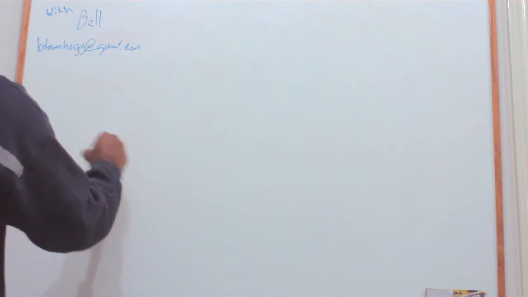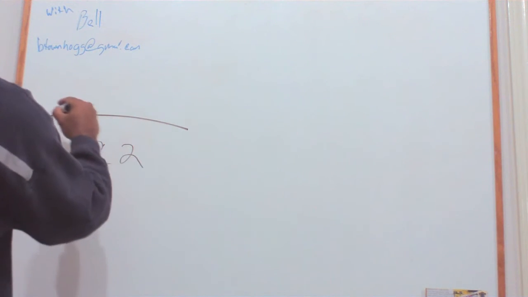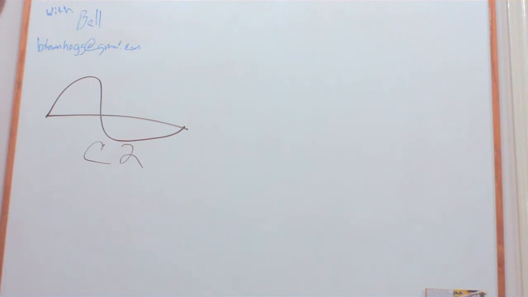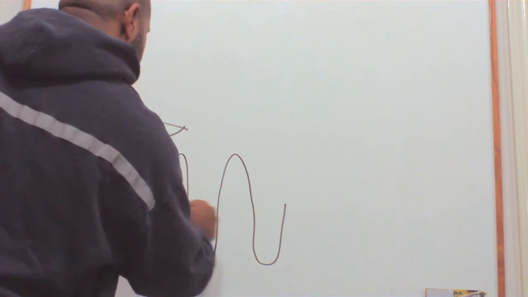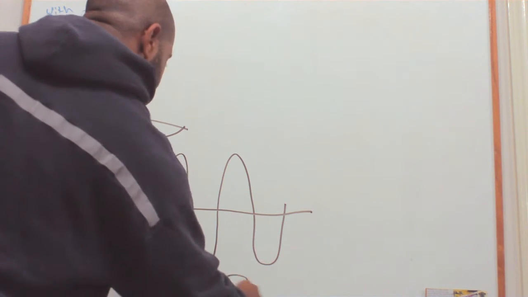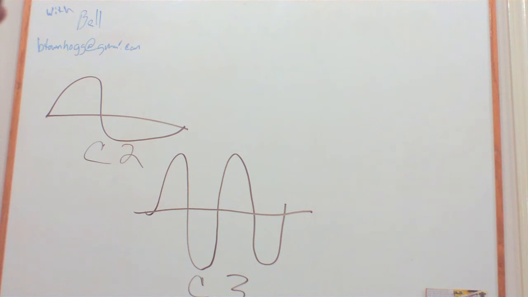pretty much a shorter waveform with more wavelength as far as wave in time, of course. So just to give you an example, let's go into it. Alright, so pretty much with a C2 on the keyboard, you might have a waveform like this. Alright, pretty much a waveform like that. Now C3 might look something like this. As y'all can probably see, that's a C3 right there.